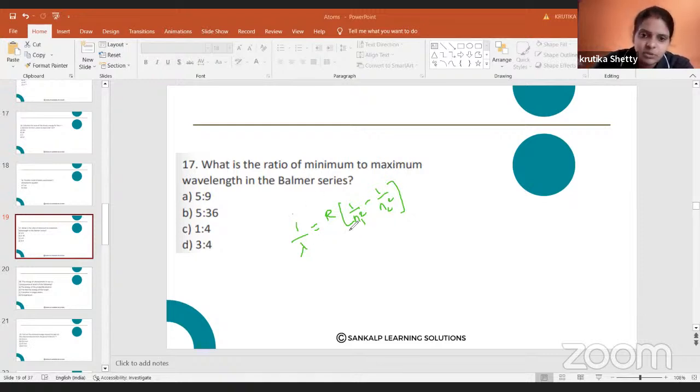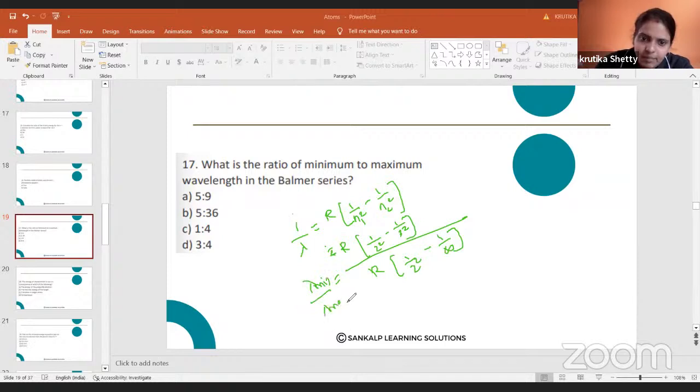So let us substitute here, which is equal to R into bracket 1 upon 2 square minus 1 upon n2. For minimum it is 3 square. Then similarly for the maximum it is R into bracket 1 upon 2 square minus 1 upon infinity. So this is the ratio of what? Lambda minimum to the lambda maximum.